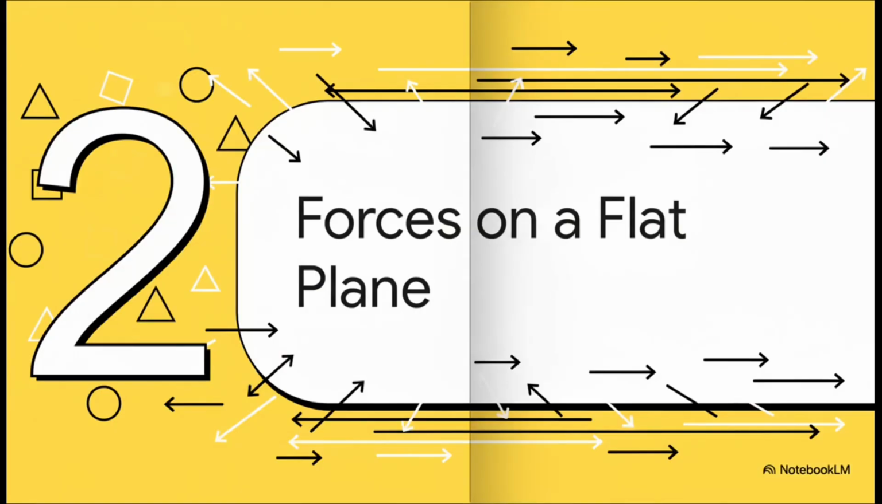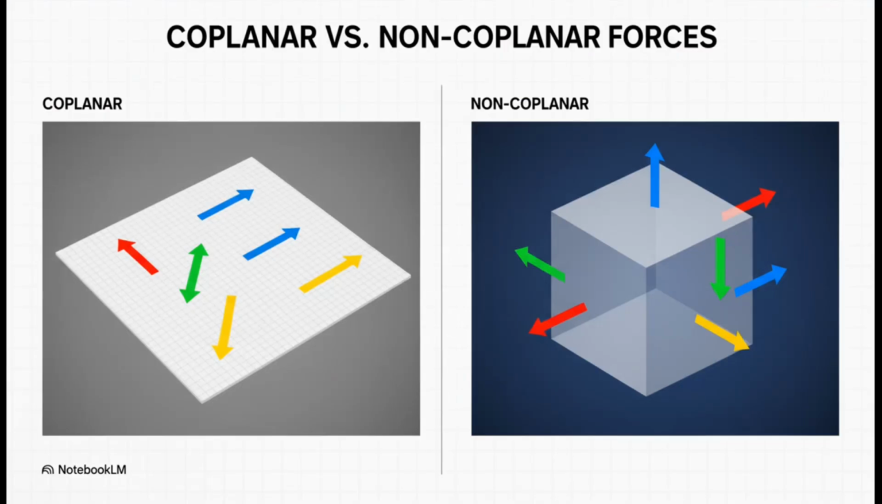Now, the very first move you make when you're classifying a system of forces is to ask one super simple question. And the answer splits the entire world of mechanics right down the middle. Is this a 2D problem, something you could draw on a piece of paper, or is it a 3D problem that exists in the space all around us? In engineering speak, we call these coplanar and non-coplanar systems. Let's see what that actually looks like.